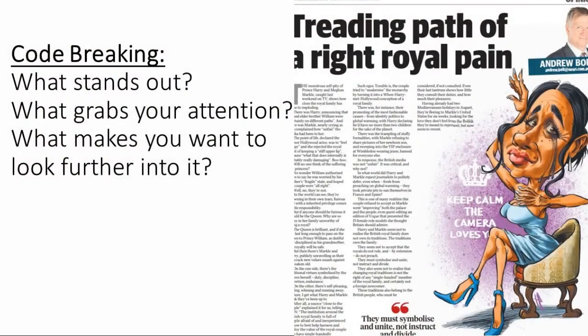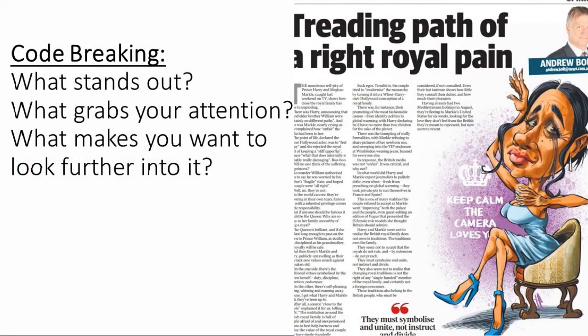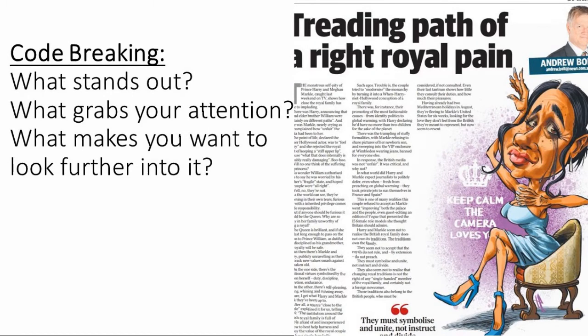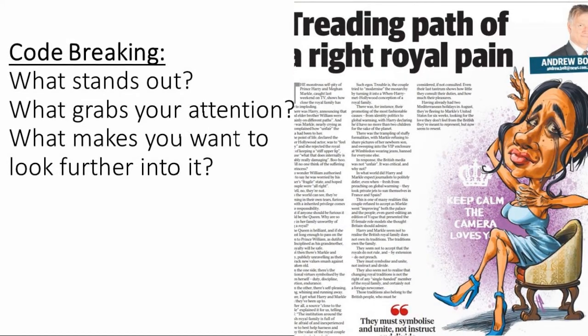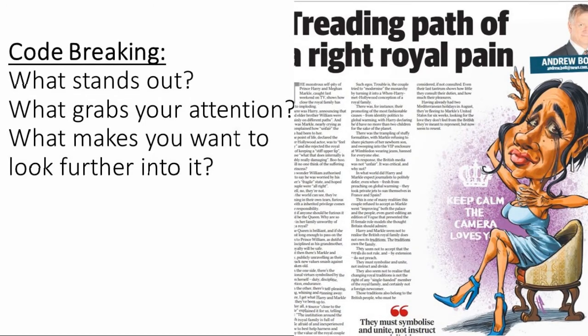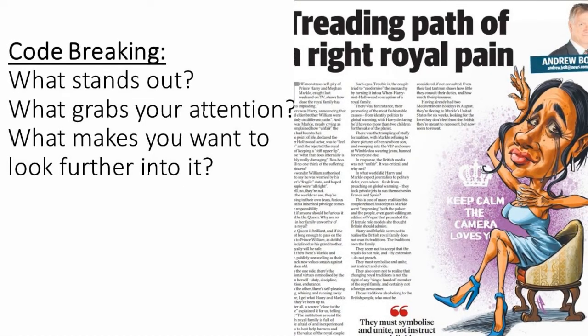The first role of the 4 resources model we're going to look at is code breaking. Code breaking is about being able to identify things within a text. For instance, if you had a picture with a red love heart on it, you would probably assume it's about romance or love or something along those lines.